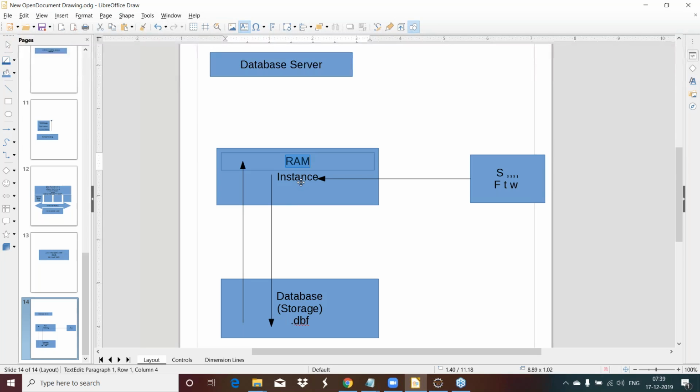That's where the processing will start, and the output of that processing is something which will be submitted to the client. That is how any database query is going to be fulfilled. So this is a very high level view of any database server.